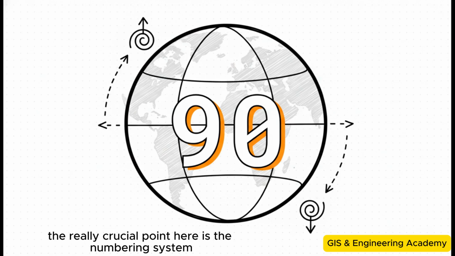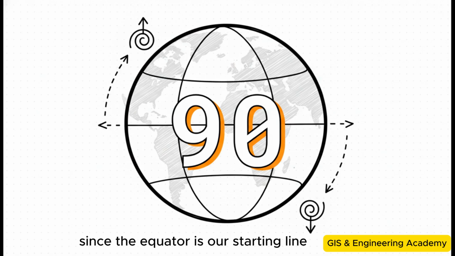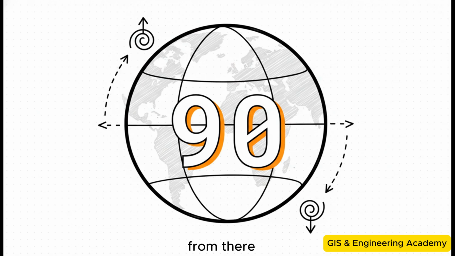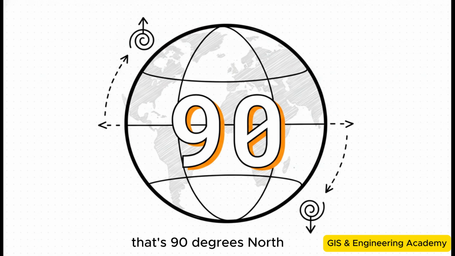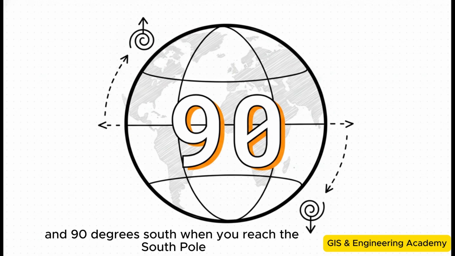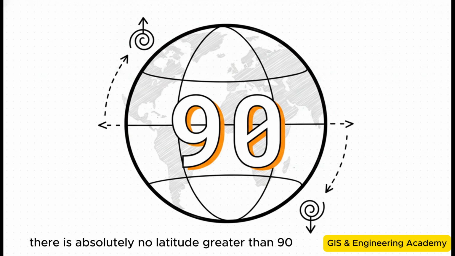The really crucial point here is the numbering system. Since the equator is our starting line, its latitude is exactly 0 degrees. From there, the values range all the way up to a hard cap of 90. That's 90 degrees north when you hit the exact North Pole, and 90 degrees south when you reach the South Pole. There is absolutely no latitude greater than 90.